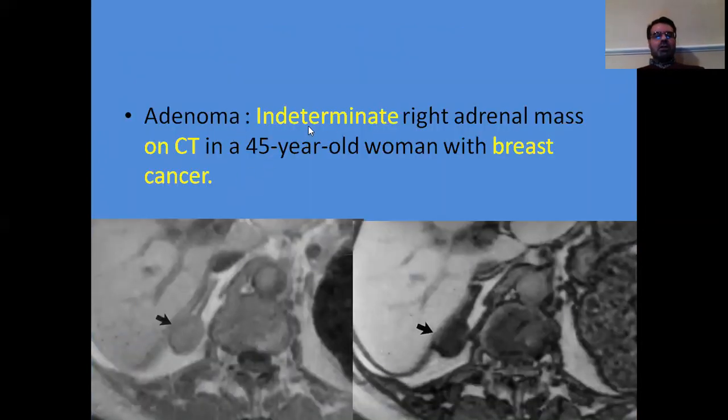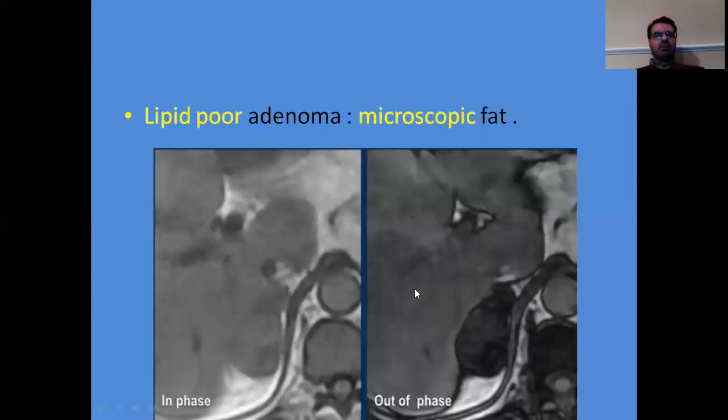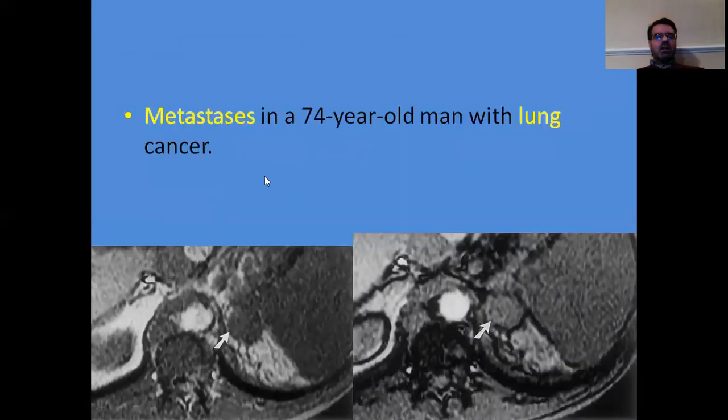This is an example of an indeterminate lesion on CT scan in a patient with breast cancer. This is the in phase and this is the out of phase image with signal drop, which is diagnostic of adenoma. This is another example of lipid poor adenoma, which still has some microscopic fat that can cause the chemical shift and the signal drop on the out of phase images. This is another example of metastasis in lung cancer. This is in phase and this is out of phase without signal drop. As you can see, the adrenal gland is still bright.